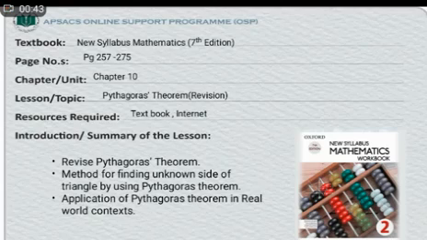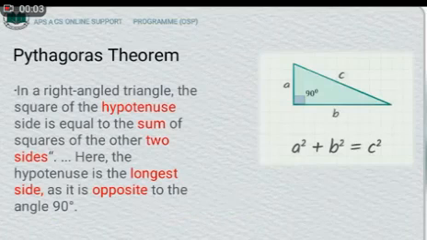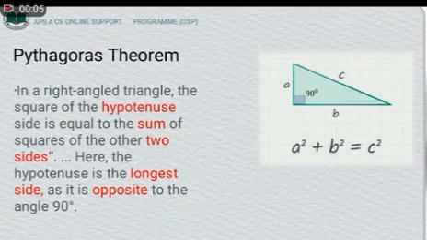And the summary of the lesson is, today we will revise Pythagoras theorem, the method for finding unknown sides of a triangle by using Pythagoras theorem, and in the last we will use the method to apply Pythagoras theorem in real world contexts. So, what is Pythagoras theorem?